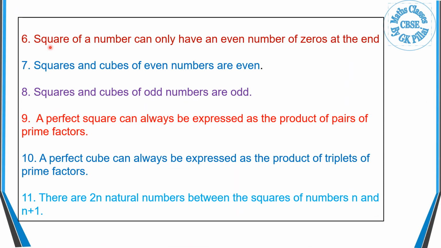Now we will continue with that. The square of a number can only have an even number of zeros at the end. You must be knowing, squares and cubes of even numbers are even. Squares and cubes of odd numbers are odd.